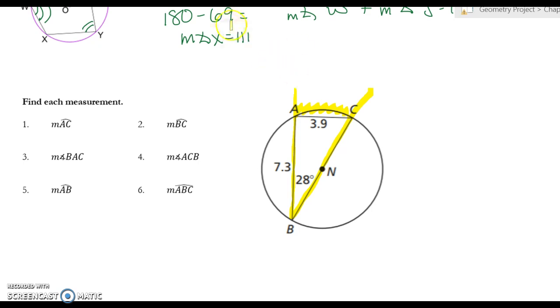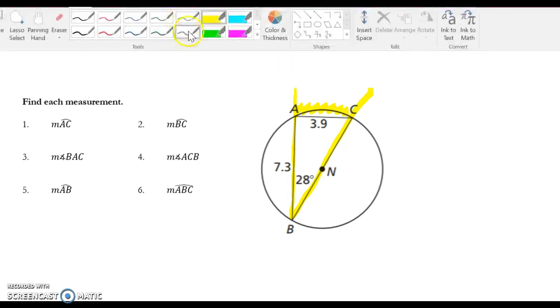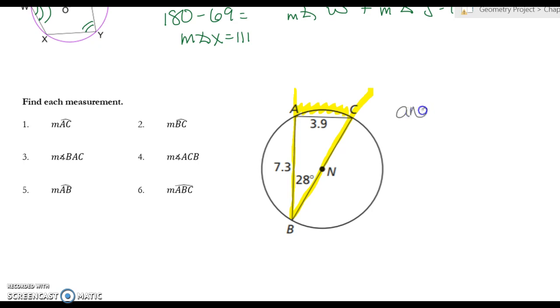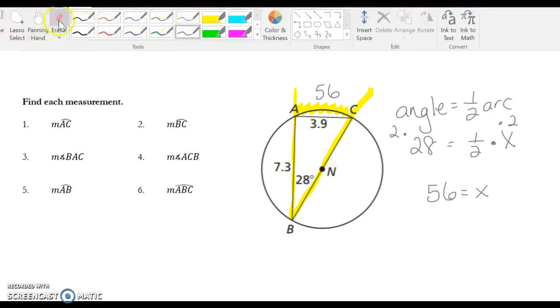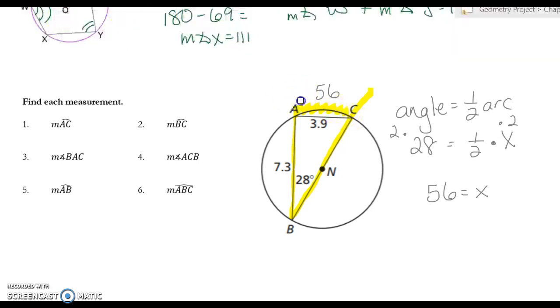I'll erase those yellow marks in a second. But remember, for an inscribed angle, your angle is equal to half the arc. So if my angle is 28, it's equal to half times my arc, which I don't know. What I can do is just multiply by 2. That tells me that that arc is 56. So A to C is 56. Now I'm going to erase the yellow.